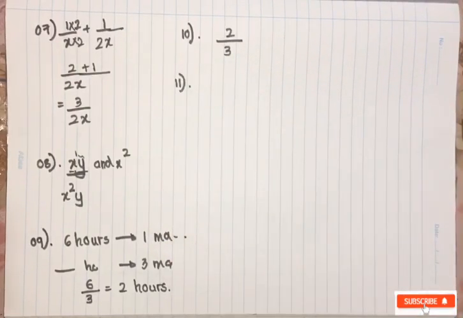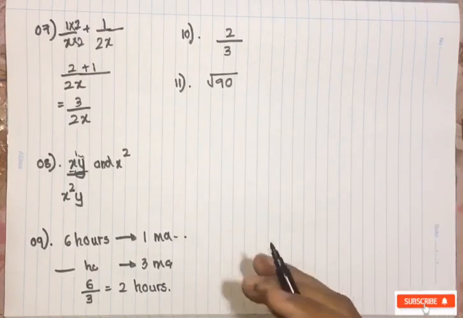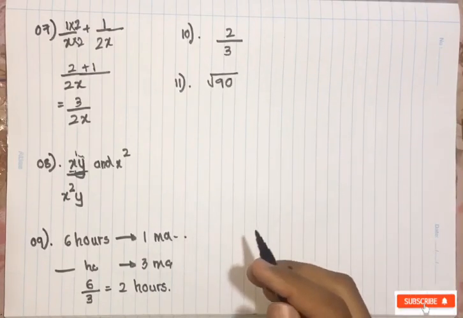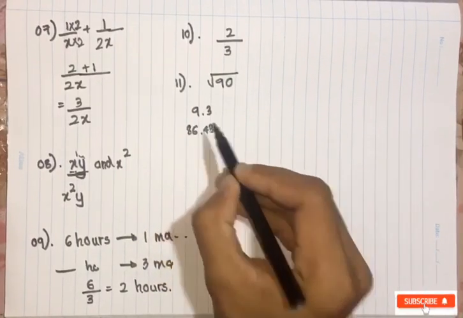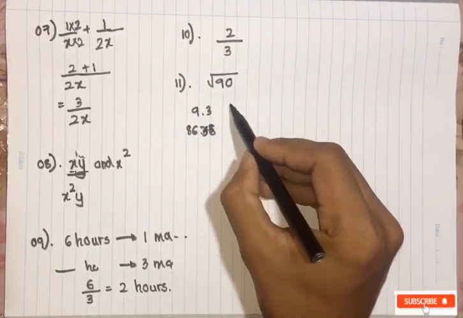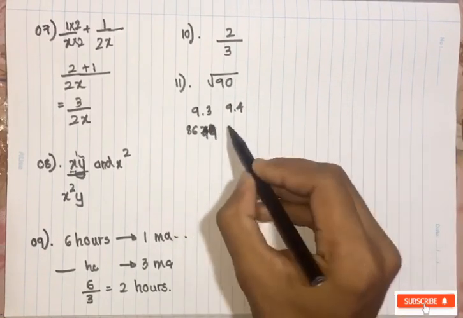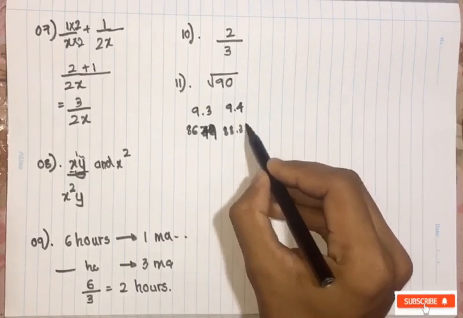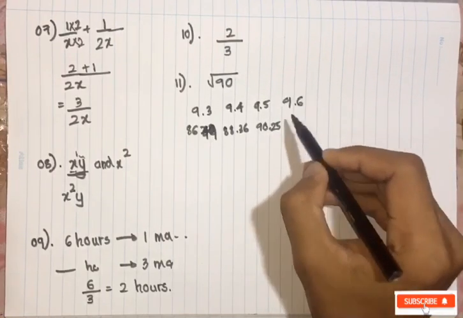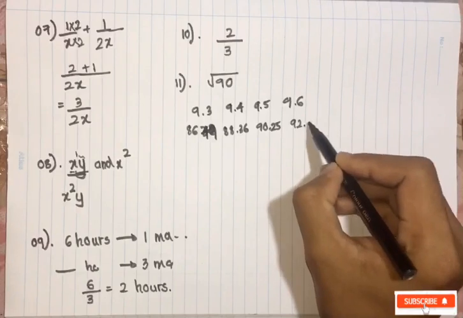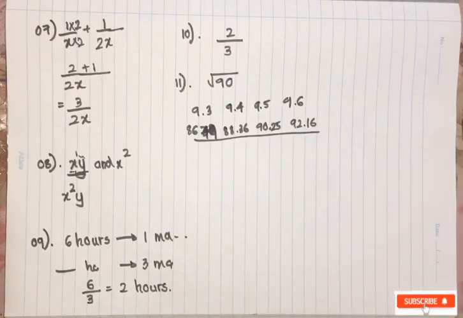Okay, 11th. You have to find the approximation of root 90. They have given you certain values. They have given 9.3 squared is equal to 86.49, and also 9.4 squared is 88.36. 9.5 squared is 90.25. Now you have to check which answer is closer to 90. Out of these, which is closer to 90?